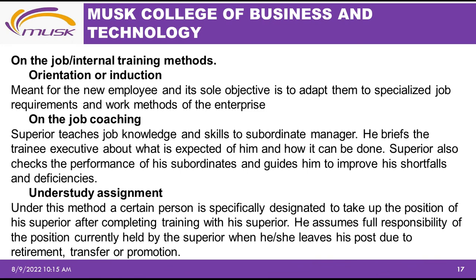Then we have on-the-job coaching. The superior teaches job knowledge and skills to subordinates. The manager briefs the trainee executive about what is expected of them. So that one is done between the superior and the subordinate. The subordinate is always given a brief of what they are supposed to do, and the role of the superior is to check what is happening.